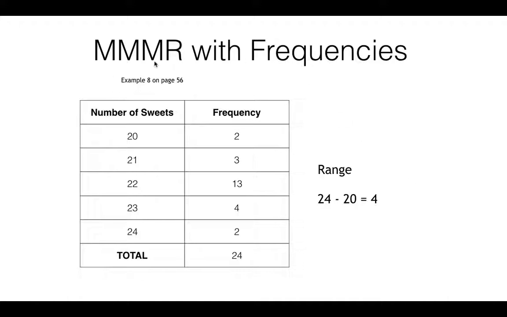You can see examples of all of these on page 56. It's example 8, and it goes through and describes it. So do have a look in the book if you're confused about any of them.